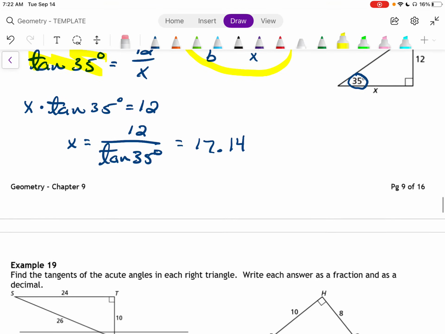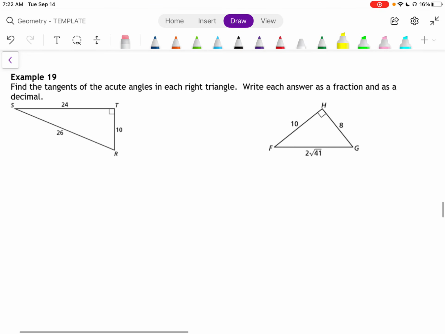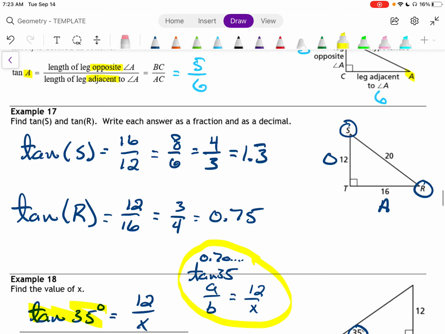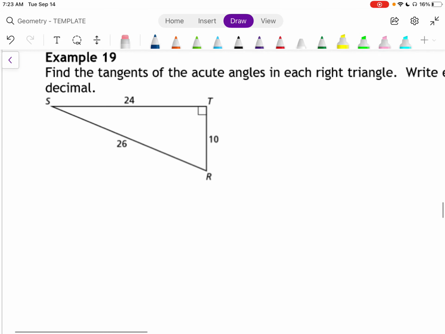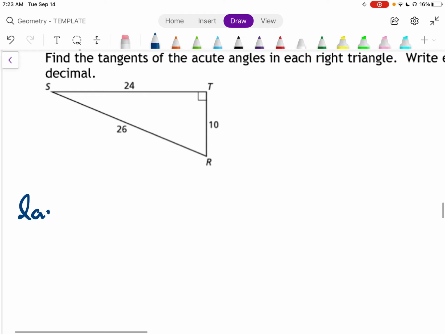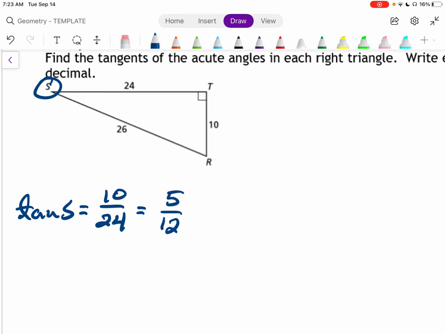All right, let's scroll down and look at number 19. Find the tangents of the acute angles of each right triangle, write each as a fraction and then as a decimal. So this is back to like what we did in example 17. So the left side here, we're going to have two different tangent ratios, one for each of the acute angles. We'll start off with S. Well, tangent of S is opposite over adjacent, 10 over 24, which is 5 over 12. 5 divided by 12 is 0.416 repeating.